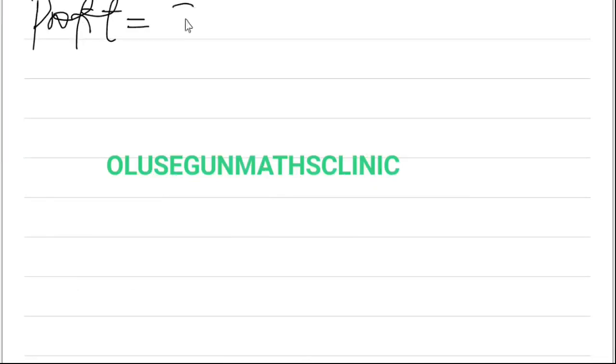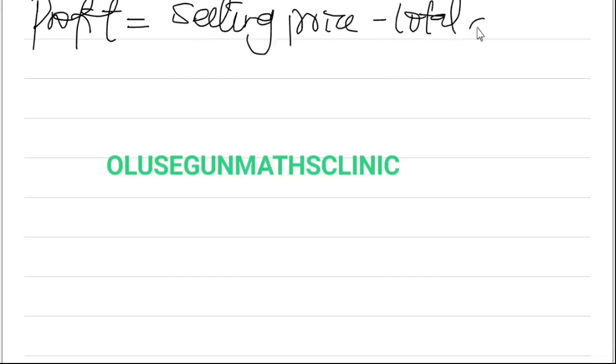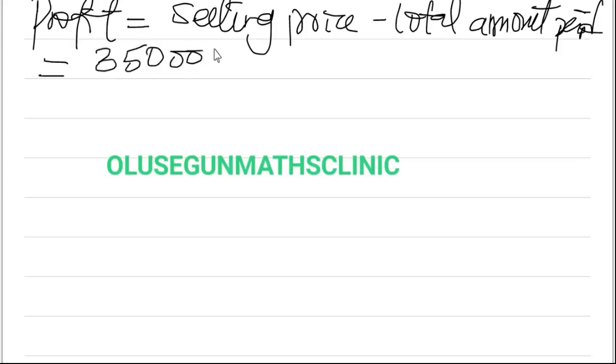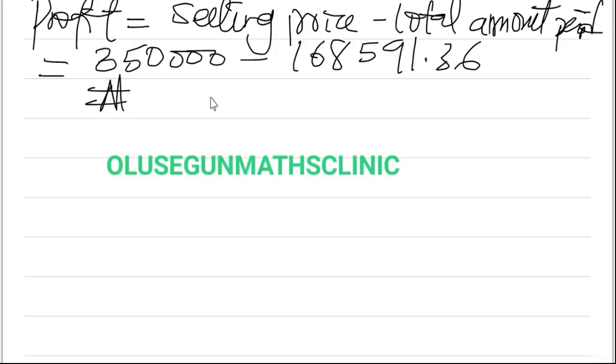the profit is equal to the selling price minus the total amount paid. So the profit will now be 350,000 minus 168,591.36. So let me press the calculator to get the answer now.